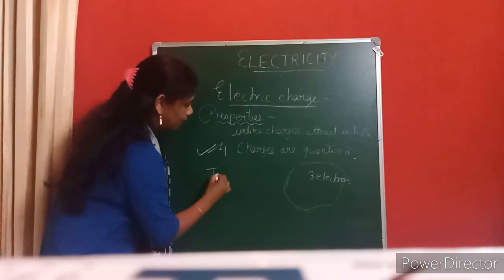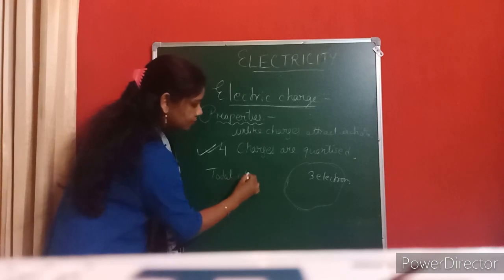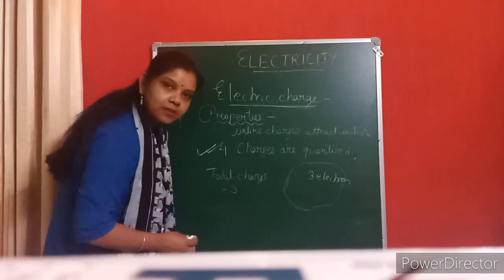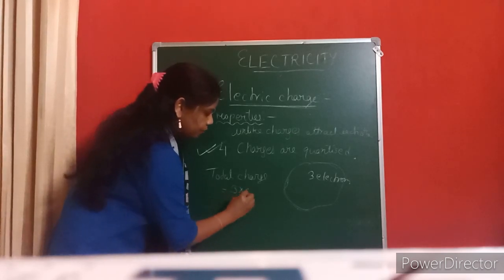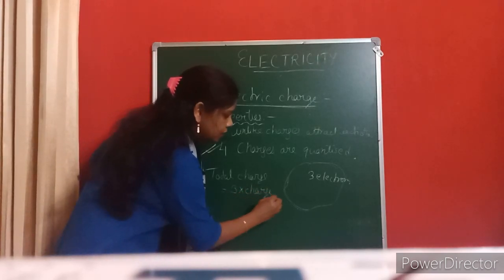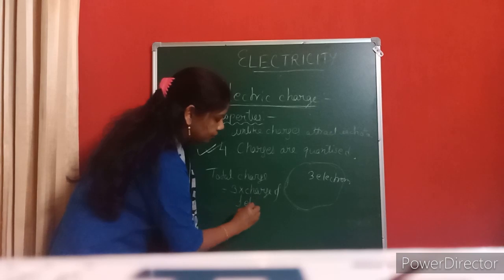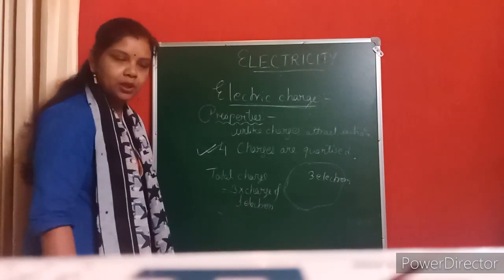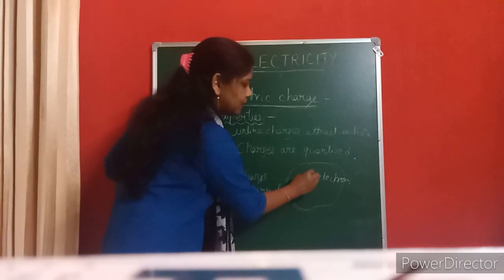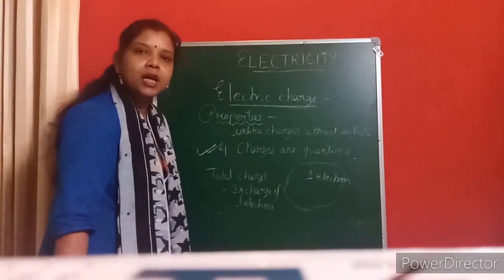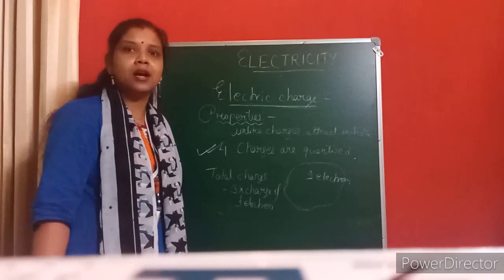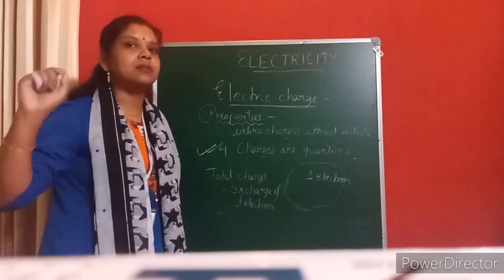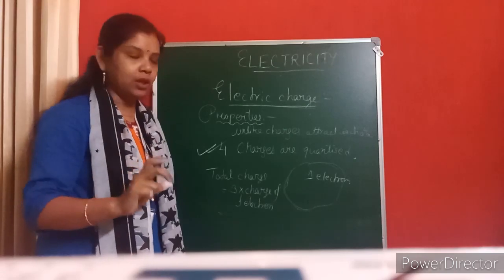If I ask you, how will you write the total charge? How many charges are there? 3 charges. What type of charge is there? Electron. So 3 into the charge of 1 electron will give the total charge of the body. If only 1 electron is there, I cannot write that 1 is the charge. I have to write that 1.6 into 10 to the power minus 19 is the charge of the body.